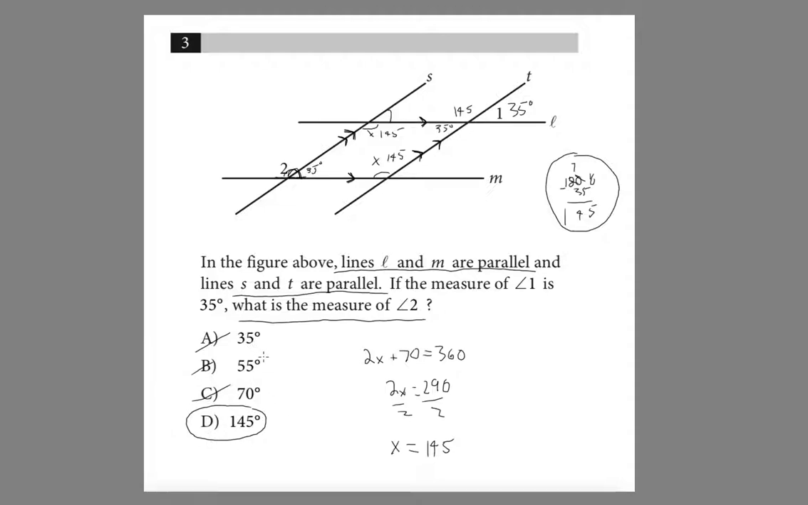So you could have done this by process of elimination, or you could have just used what you know and use your deductive reasoning, all right? So that's a key strategy when doing these angle problems.